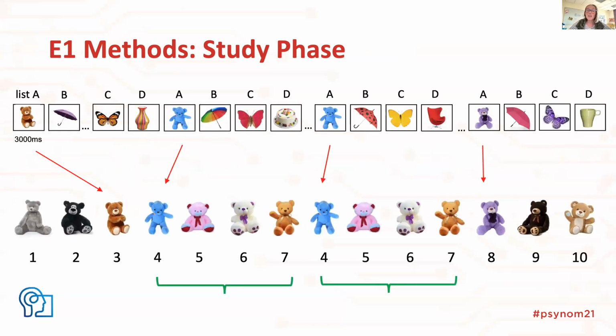For example, here you see list A is comprised of teddy bears. As you can see in the top row, these teddy bears are interleaved into other lists across the study phase and presented for 3 seconds each.